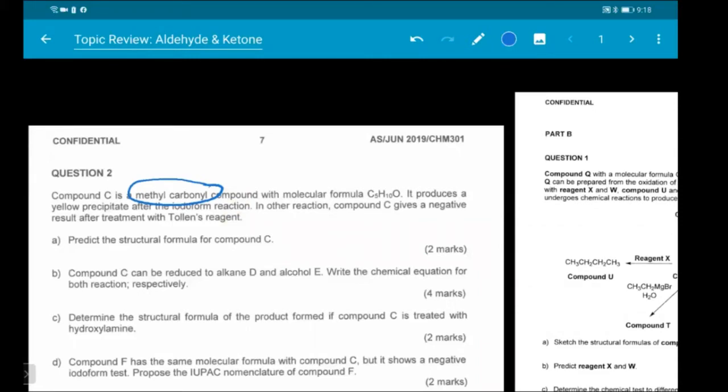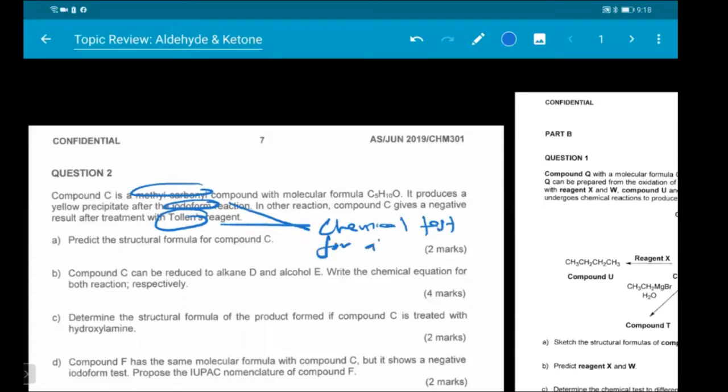Secondly, it mention about iodoform. Yang tadi methyl carbonyl. And then it mention about iodoform dengan juga tolerance. Alright, for your information, both iodoform dengan tolerance ni adalah chemical test for aldehyde dengan ketone. Alright, kena faham tu. So basically by reading the paragraph you should be able to identify, okay, soalan ni adalah daripada topik aldehyde dengan ketone. Okay, itu benda yang pertama.